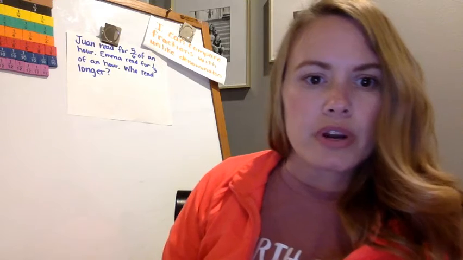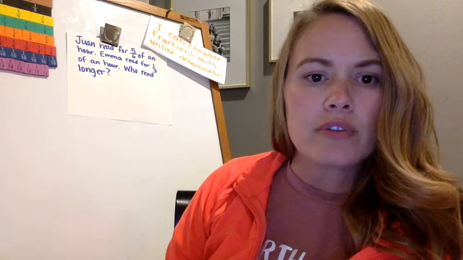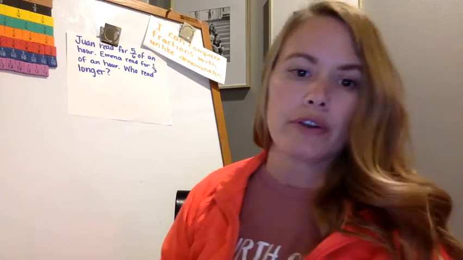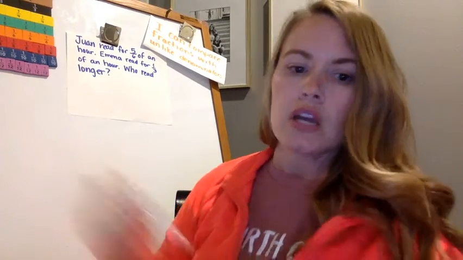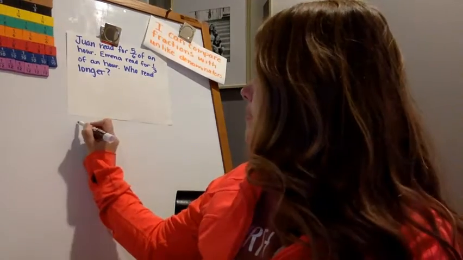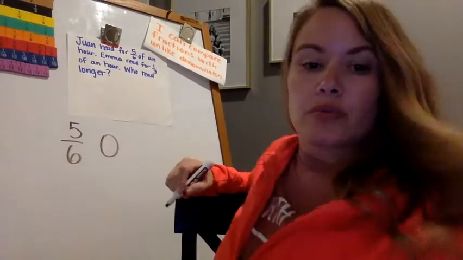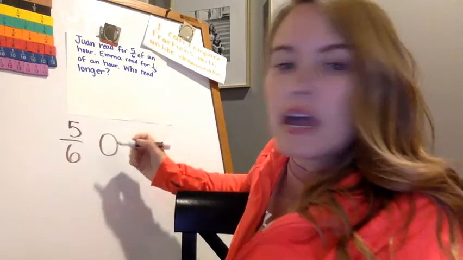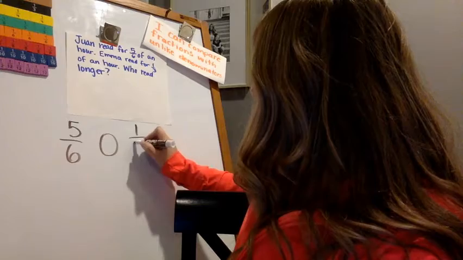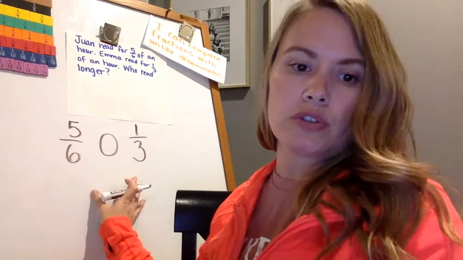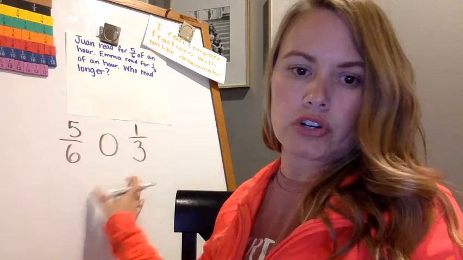So the word problem we're going to look at first is that Juan read for 5/6 of an hour and Emma read for 1/3 of an hour. And we want to figure out who read longer. So on our boards, we're going to write 5/6, and we're going to put a little circle there. That's where we put our little comparison, and 1/3. So what we want to do is compare those two and figure out which one is larger.